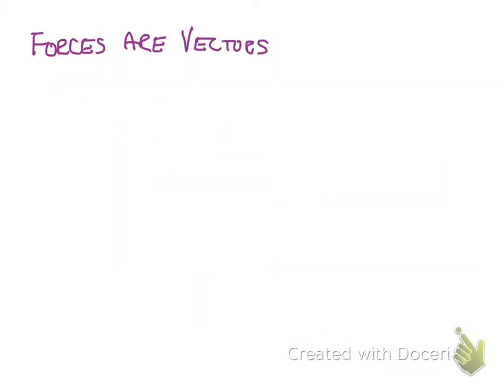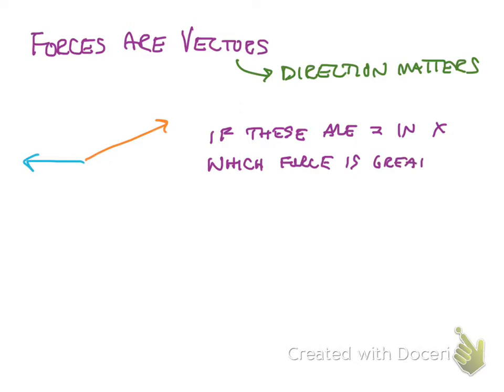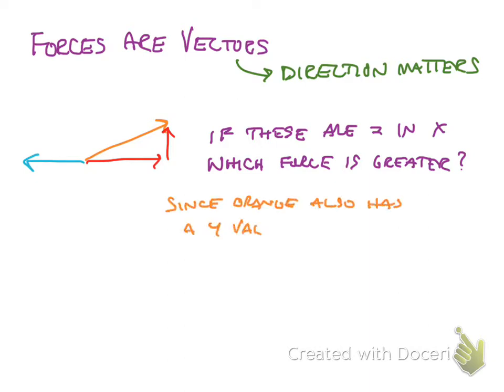And lastly, just remember that forces are vectors and the direction matters. We touched upon this on the ramp angle, but here's another one where we say, if in this case, the forces are equal in the x, which force is greater? Well, we look at the orange, and the orange has an x and y component. So the x part is equal to the blue, but it has that extra y component. And remember, we could do with the Pythagorean theorem to find out what the orange value is. But again, since the orange is also in the y, it will have a greater force, or it would have to be more of a force than the blue.